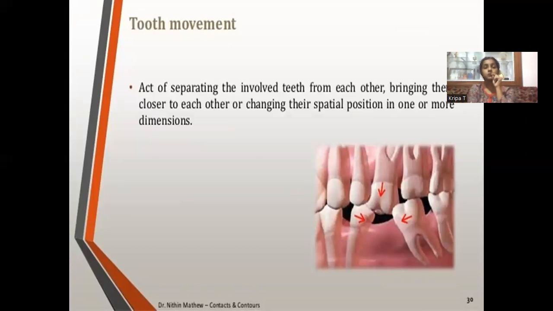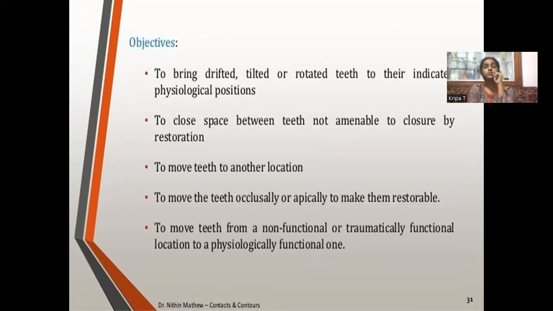First is tooth movement. It is the act of separating the involved teeth from each other, bringing them closer, or changing their spatial position in one or more dimensions. The objectives of tooth movement are to bring drifted, tilted or rotated teeth to their physiological position, to close space between teeth which is not amenable to closure by restoration, to move teeth occlusally or apically for ease of restoration, and to move teeth from a non-functional or traumatically functional location to a physiological functional one.